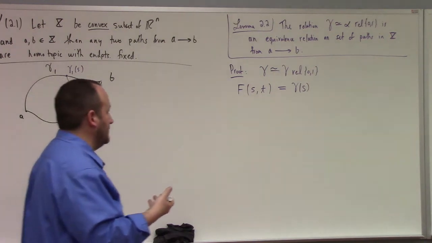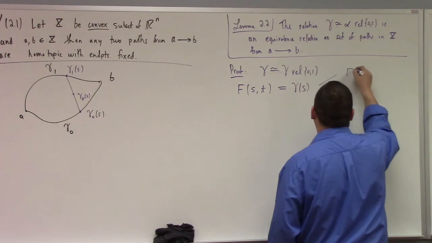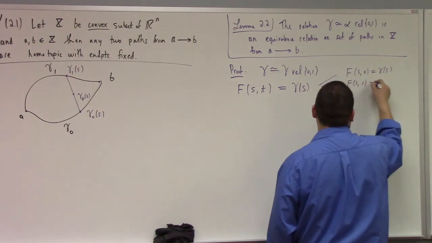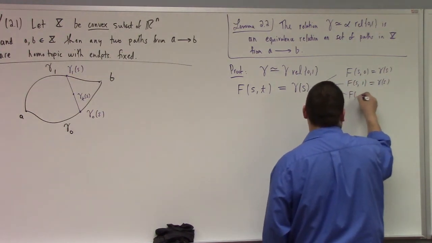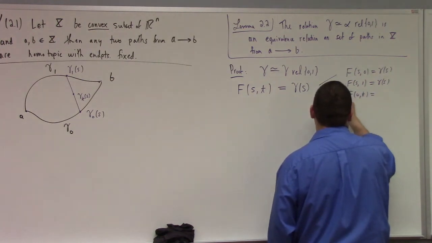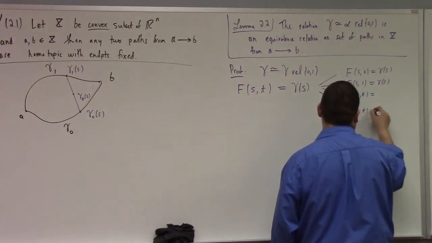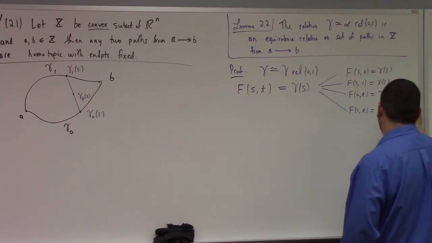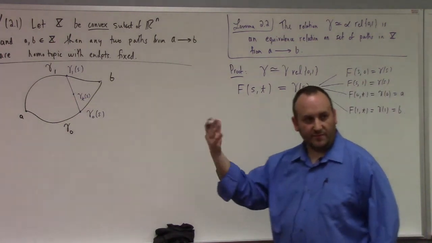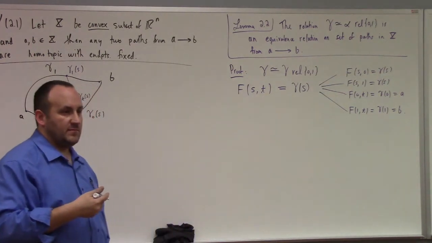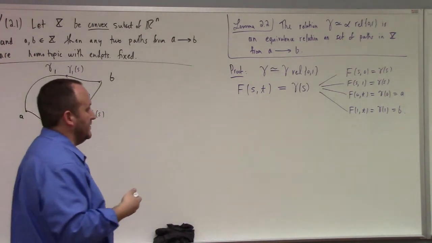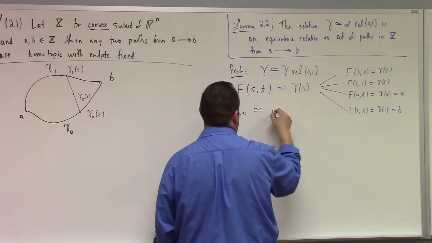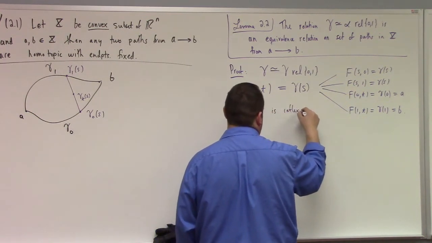We have F of S0 is gamma of S. We have F of S1 is gamma of S. We have F of 0T. And F of 1T is what? Therefore, F is a homotopy of gamma to itself. Consequently, reflexive, thus. Well, that one was easy enough.